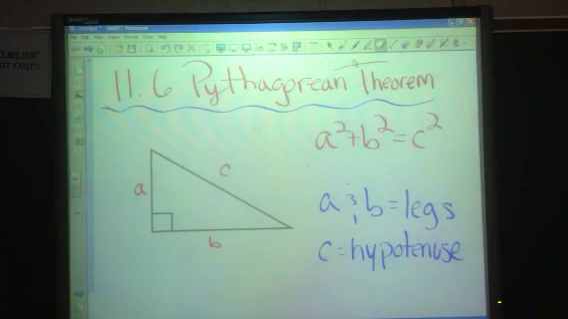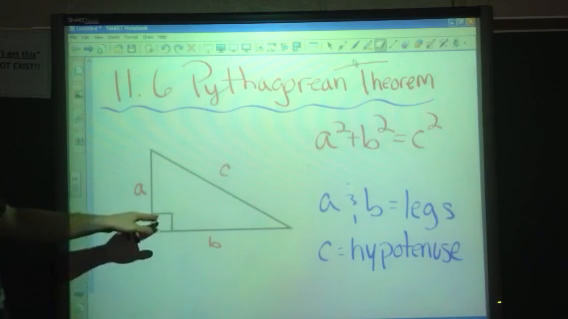Today we're going to look at the Pythagorean Theorem. The Pythagorean Theorem, you have heard many times before, is a squared plus b squared equals c squared. It is used to find one of the remaining sides of a right triangle, and that's the key. It must be a right triangle.